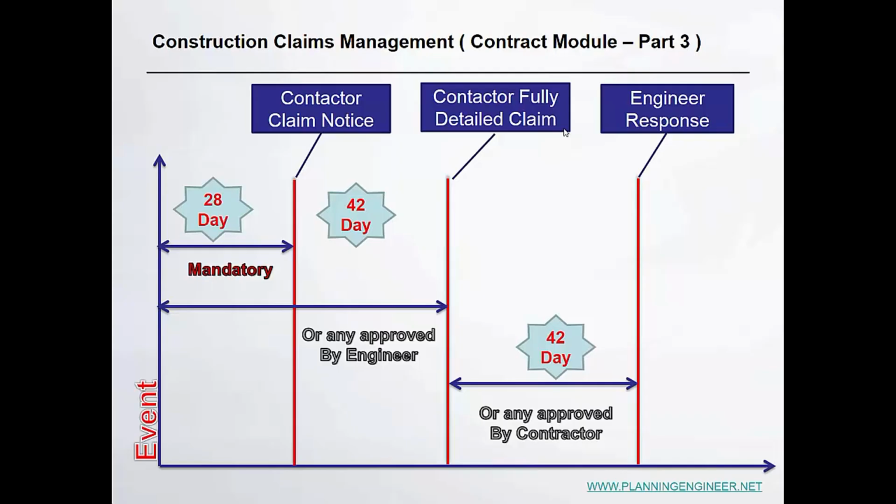For example, you could be waiting for a response from a supplier for the new prices of the new materials, and in that case you need to extend this duration in writing, because we'll see later on what could happen if you don't do this. And the engineer should respond to you within 42 days or any approved duration by you as a contractor.